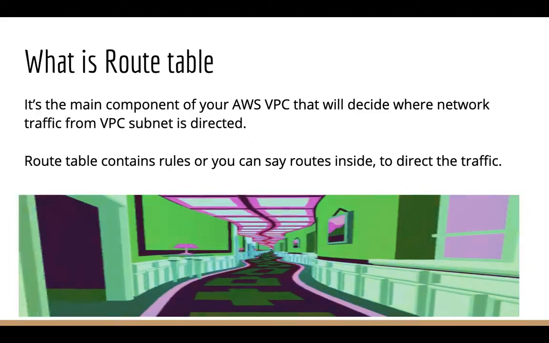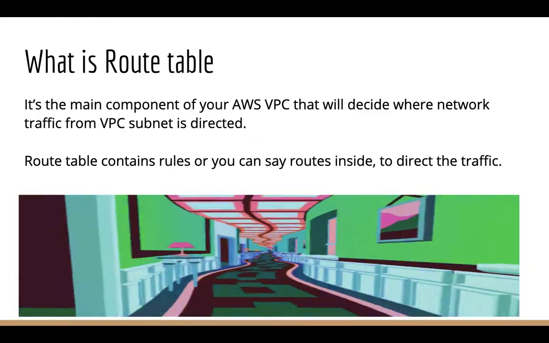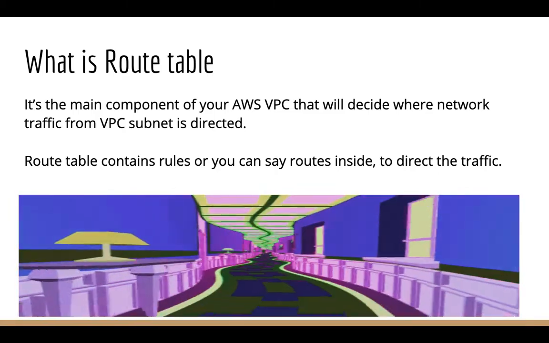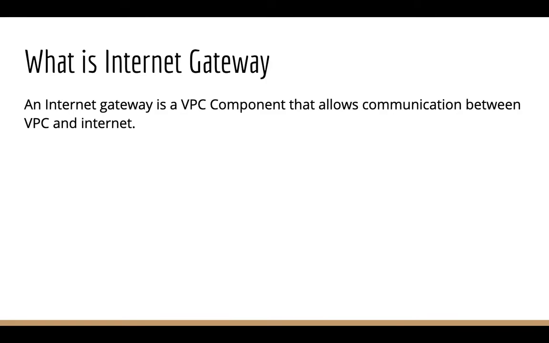Now, let's talk about another important topic of your AWS VPC, that is the Internet Gateway. Now, what is an Internet Gateway? An Internet Gateway is a VPC component that allows communication between the VPC and the internet. It can also be used for NAT purposes, but we are not going to talk about that in this video.